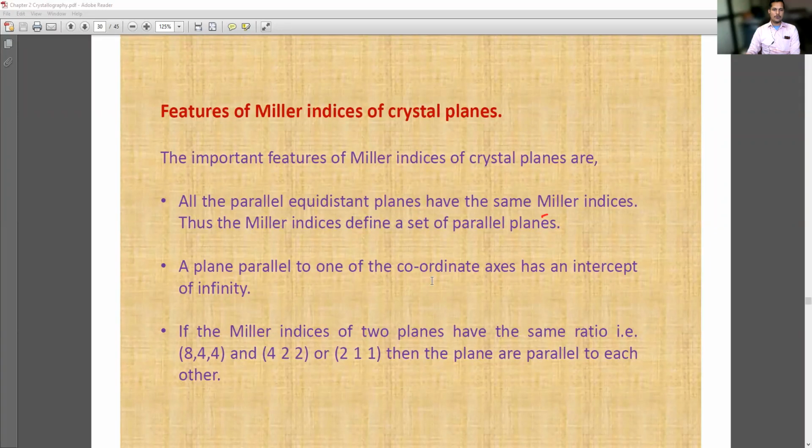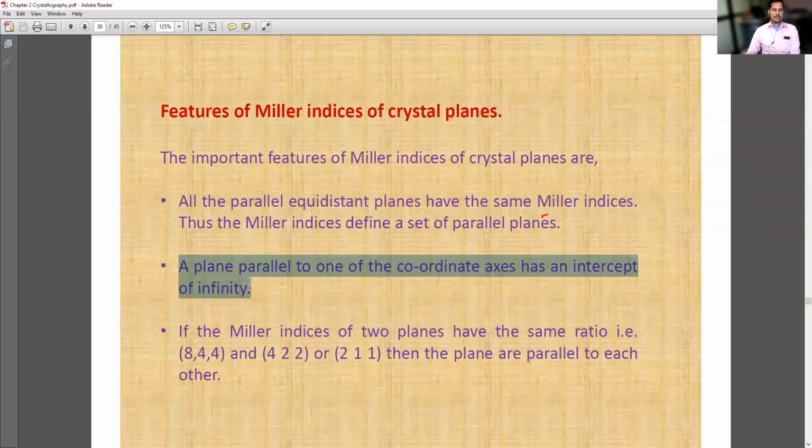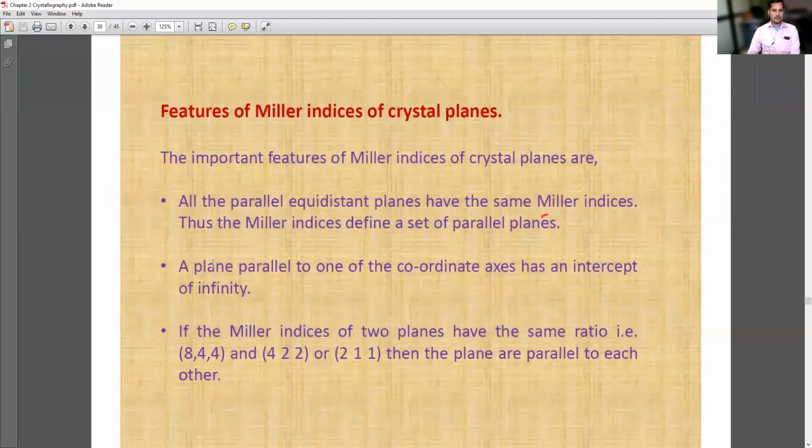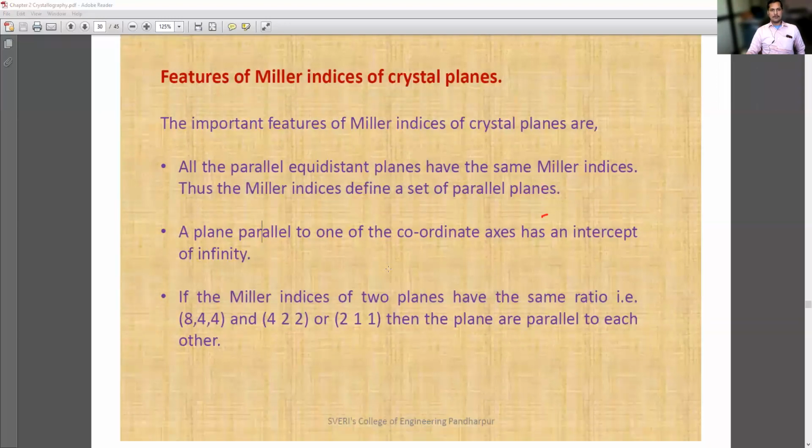A plane parallel to one of the coordinate axes has an intercept of infinity. आताच सांगितलं मी की जर ते plane parallel असेल त्या coordinate axis ला तर त्याचा intercept काय असतो, infinity. So keep this in mind. This is your MCQ. If the Miller indices of two planes have the same ratio, आताच सांगितलं मी 8 4 4, 4 2 2, 2 1 1, then the planes are parallel to each other. So we have just discussed this using the figure. So this is the first point, which is a descriptive one. What is meant by Miller indices or parallel equidistant planes?